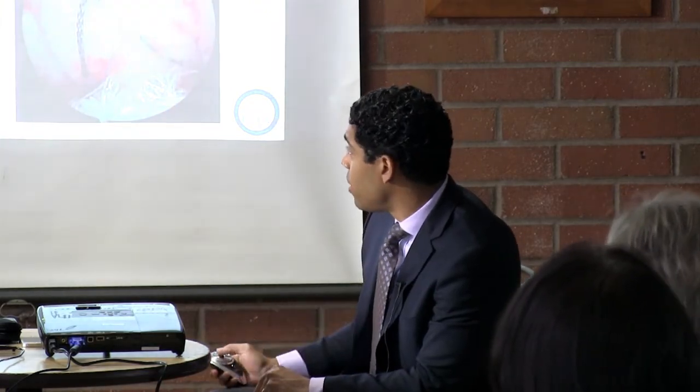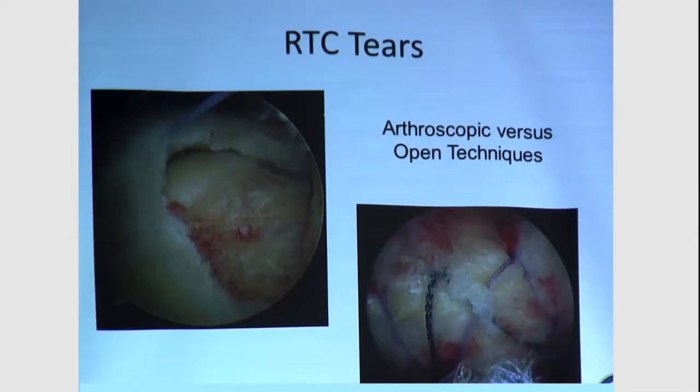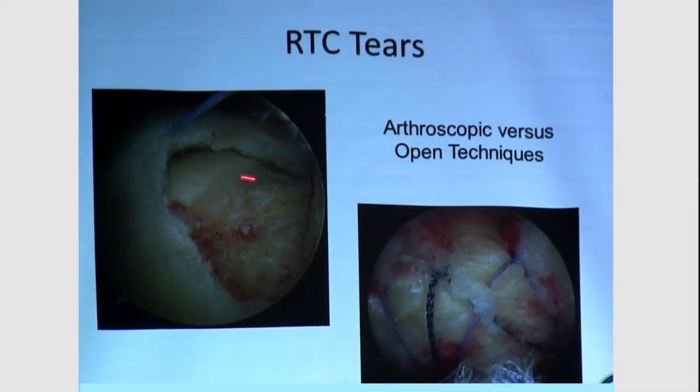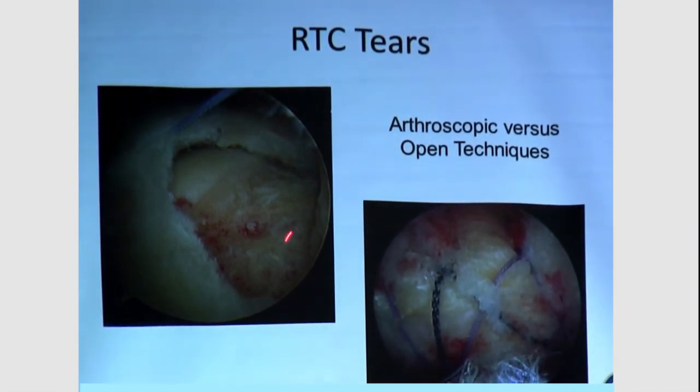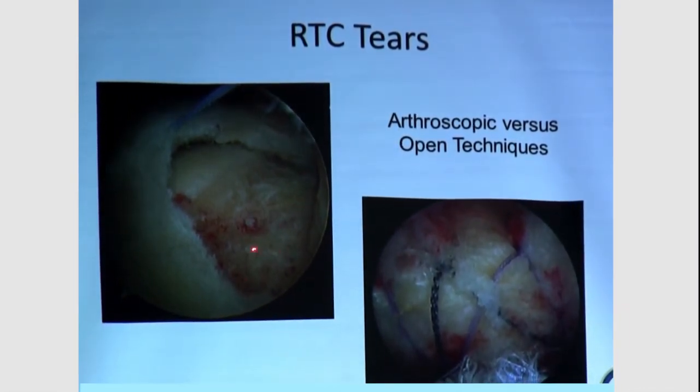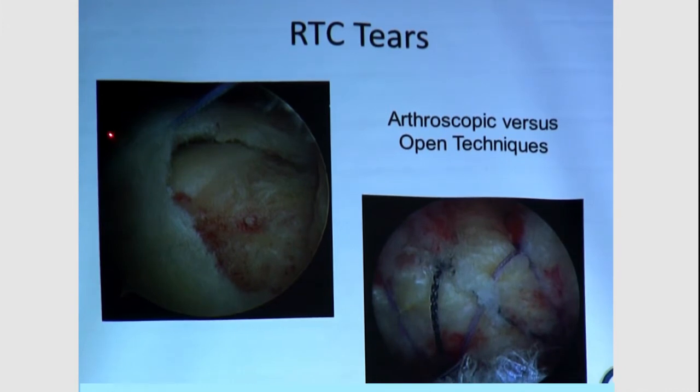So this is a rotator cuff tear, okay? This is an arthroscopic view. This is the tendon right here. This is the ball, okay? And I'm seeing the bone underneath it because the tendon, which should be attached right here, has torn and retracted all the way over here.